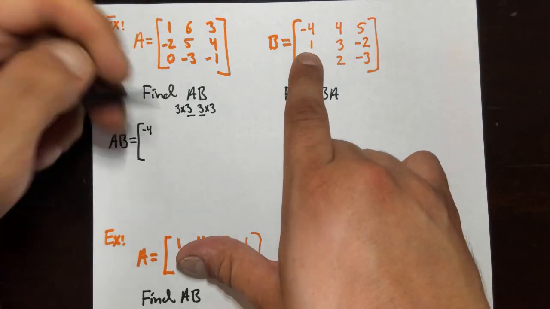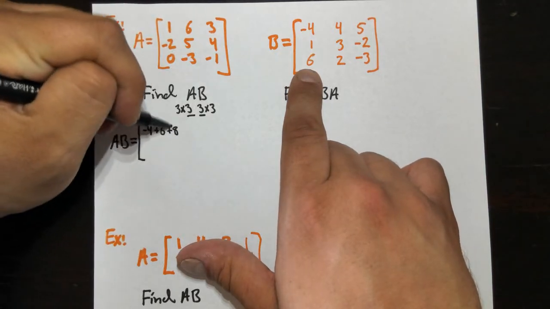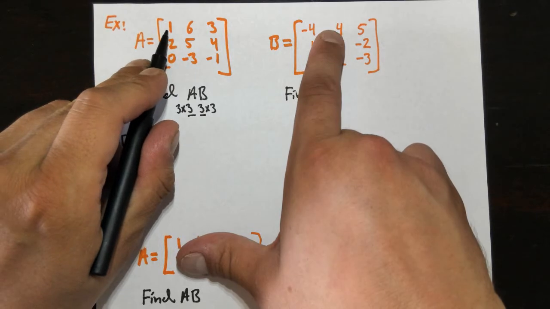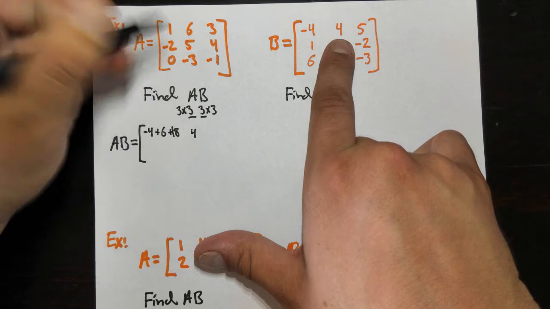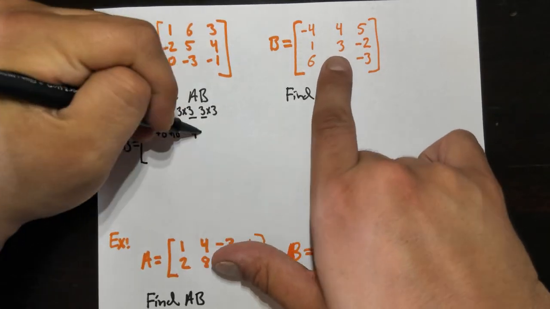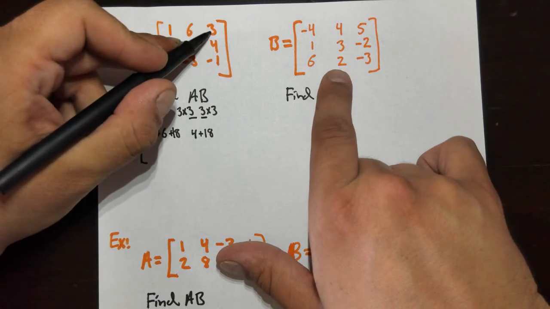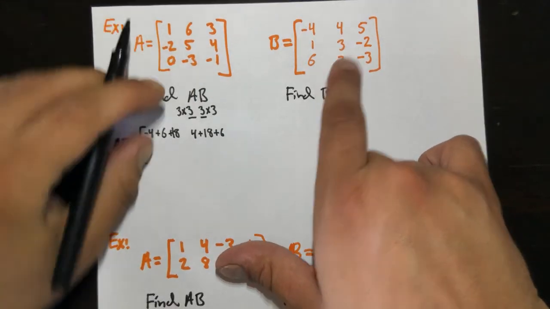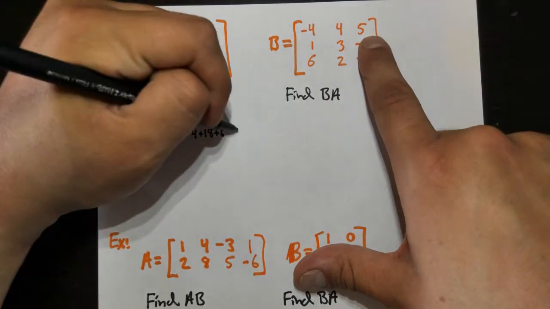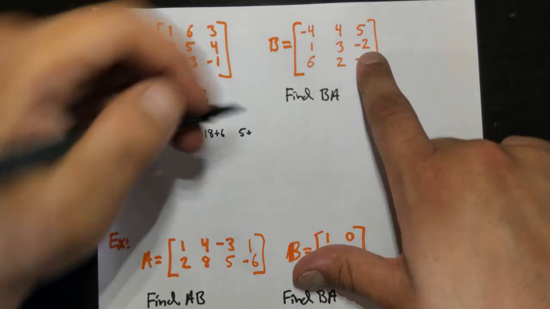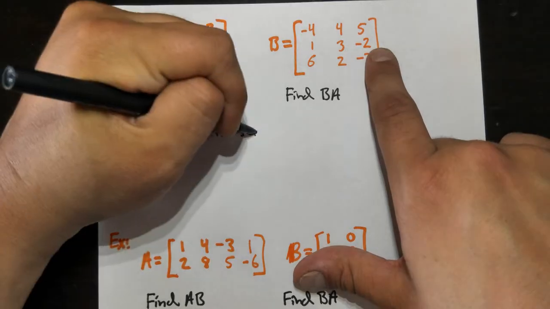6 times 1 is 6. 3 times 6 is 18. And then do the same thing with the first row and second column. 1 times 4 is 4. 6 times 3 is 18. And 3 times 2 is 6. And then finally, first row, last column. 1 times 5 is 5. Oh, I did a plus 2 quickly there. 6 times negative 2 is negative 12.